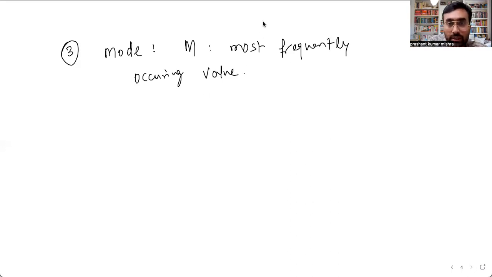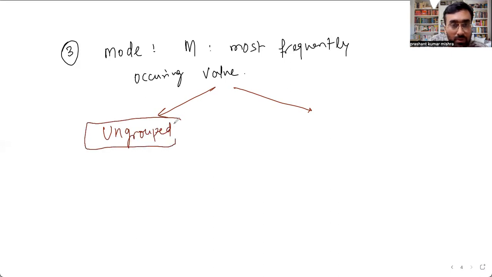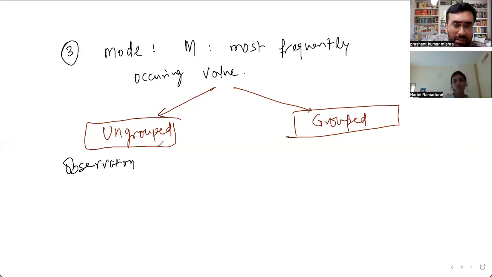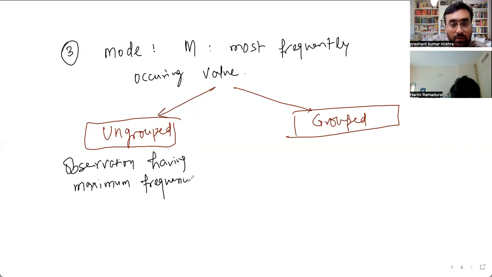So here also we have two things: ungrouped and grouped. If we talk about the ungrouped, for ungrouped data you can just count. The mode is the observation having maximum frequency.